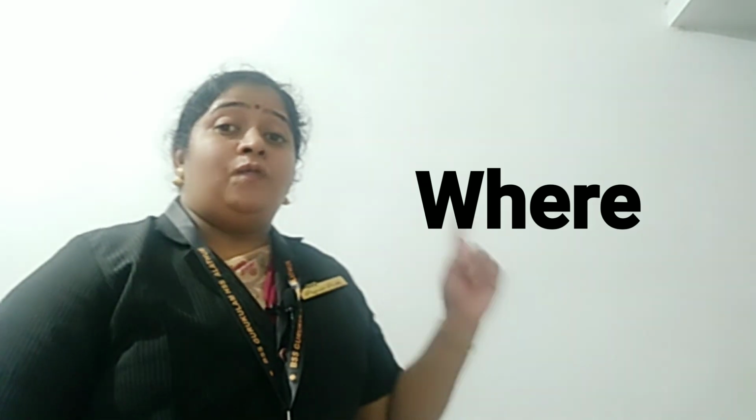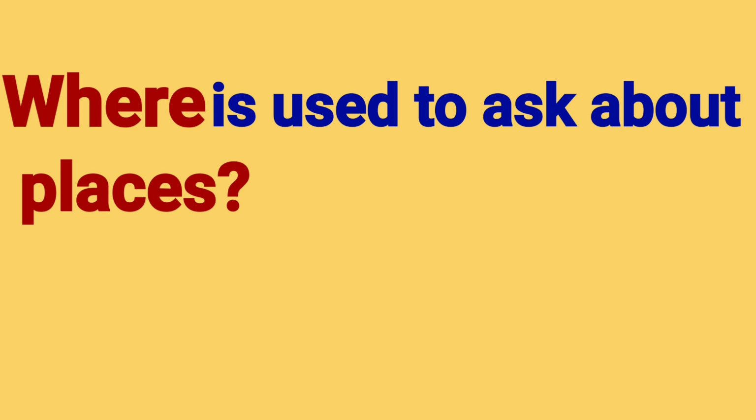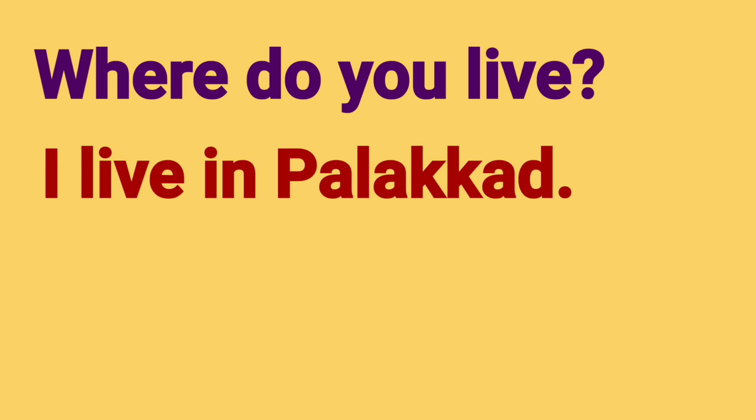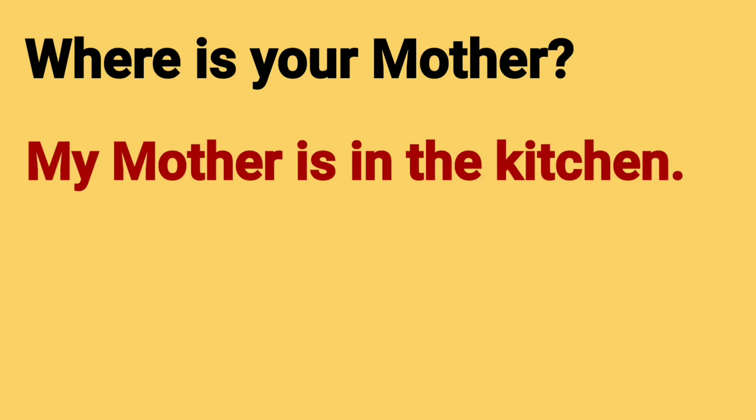Where? Where is used to ask about places. Examples: Where does the fish swim? In water. Where do you live? I live in Palakkad. Where is your mother? My mother is in the kitchen. Where is your mother? In the kitchen.